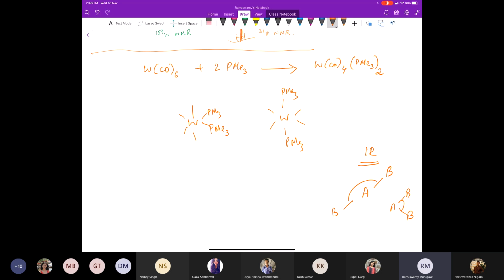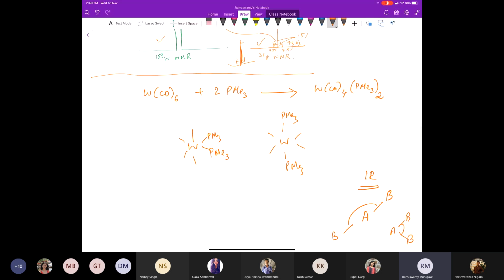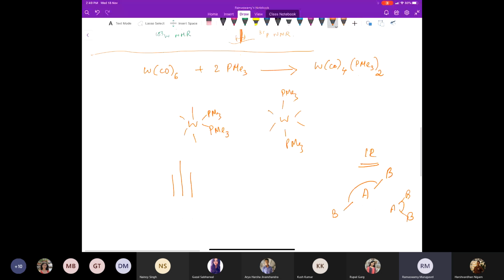So the tungsten NMR will now not be a doublet like the one I showed you here, but a triplet. The tungsten NMR will give you a triplet, because the two phosphorus, which are equivalent, cis or trans, will couple together. So what I see here is 1JWP. On the phosphorus NMR, on the other hand, two phosphorus will couple with the tungsten, right? Yes or no? And now the statistics comes into play.